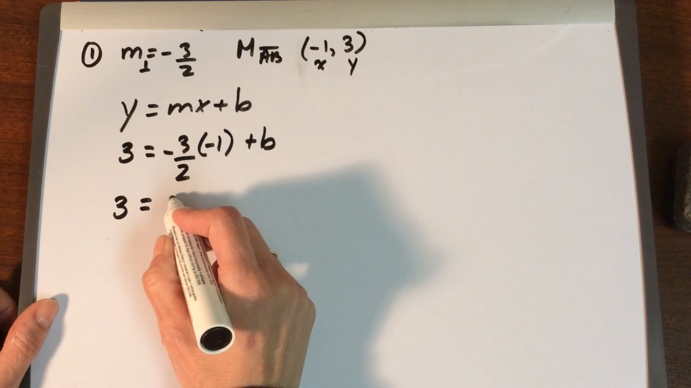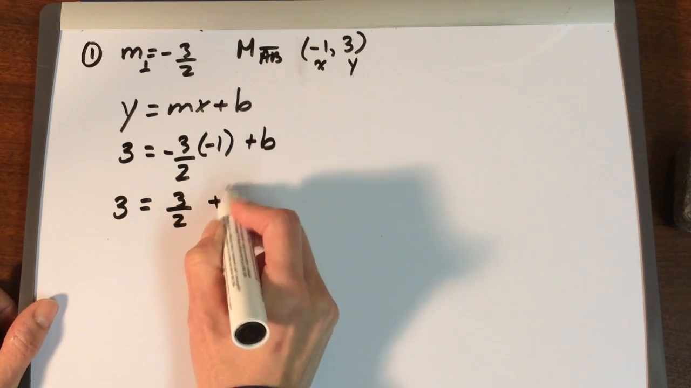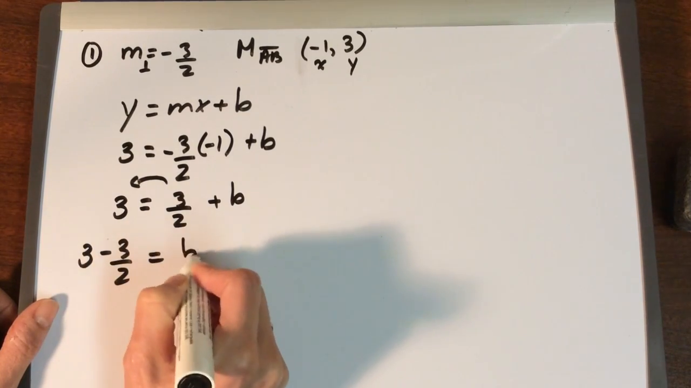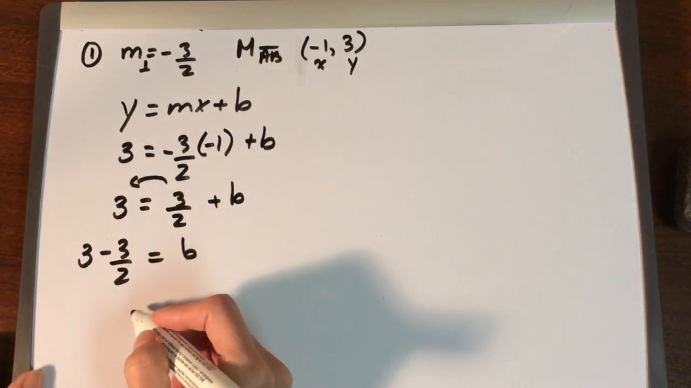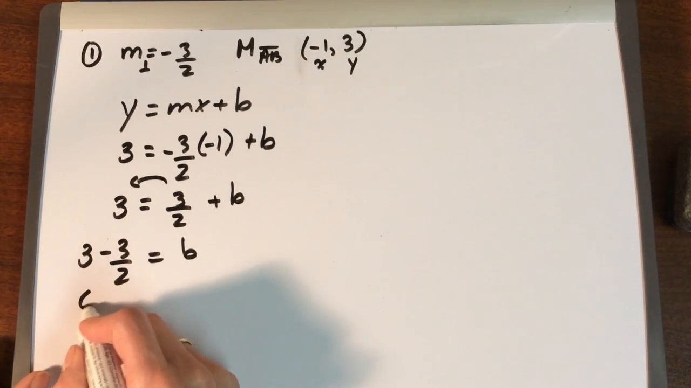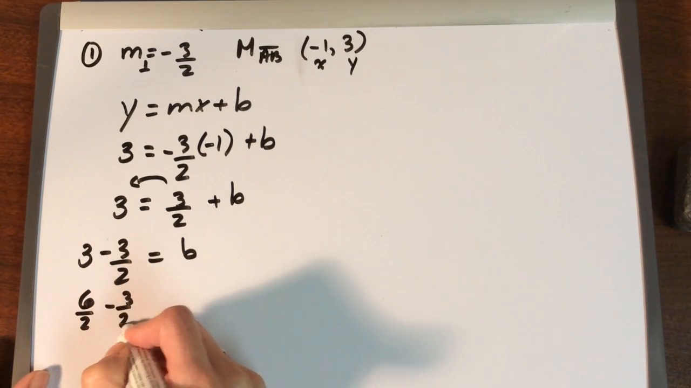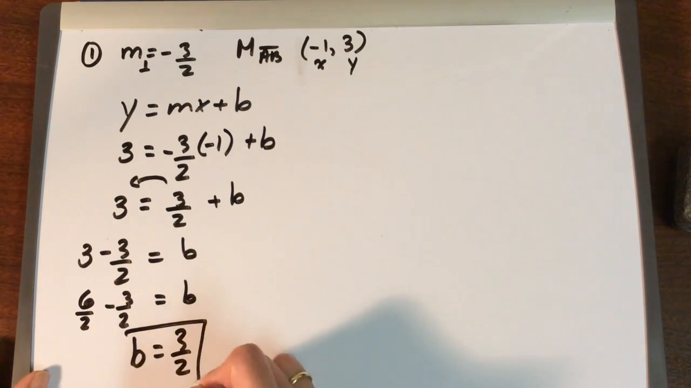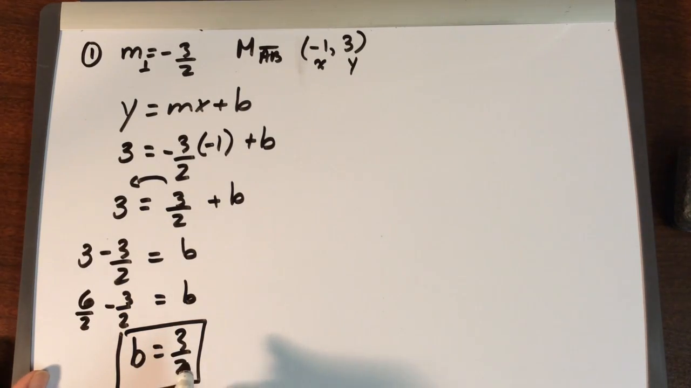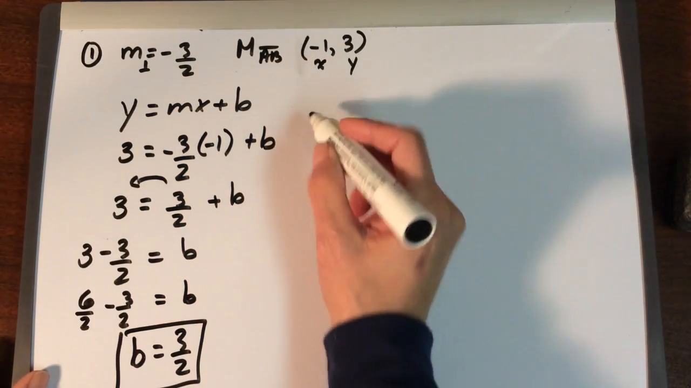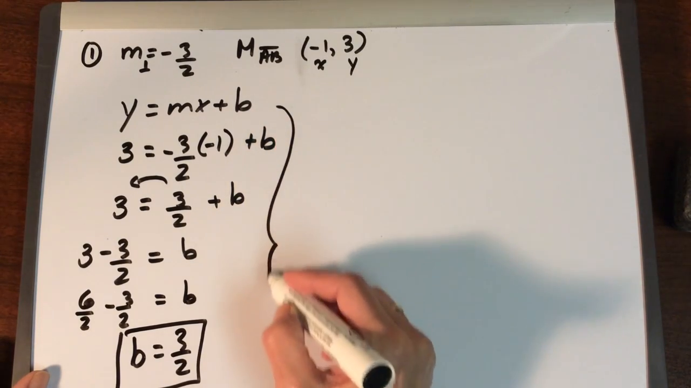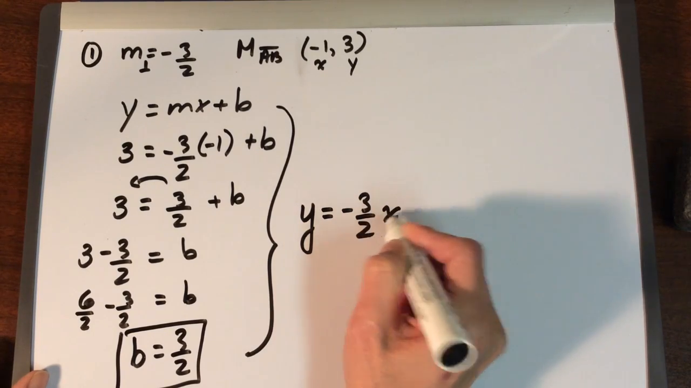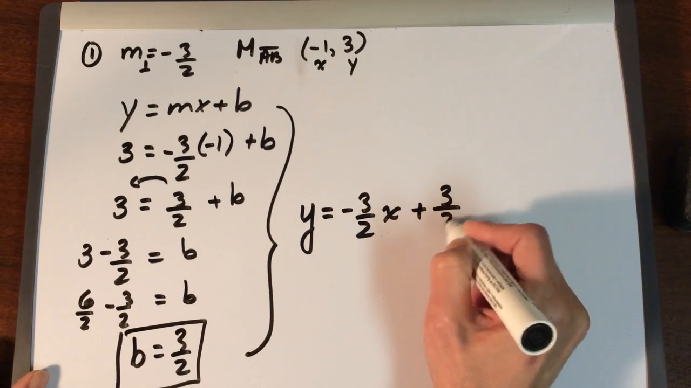3 is equal to 3 over 2 plus b. Bring that over to the other side. 3 minus 3 over 2 is equal to b. Let's change this so that we have the same denominator, and that would be 6 over 2 minus 3 over 2 is equal to b, and so b is equal to 3 over 2. Now using this b value and using the m value, I can create my equation. And so we've gotten y is equal to negative 3 over 2 x plus 3 over 2.